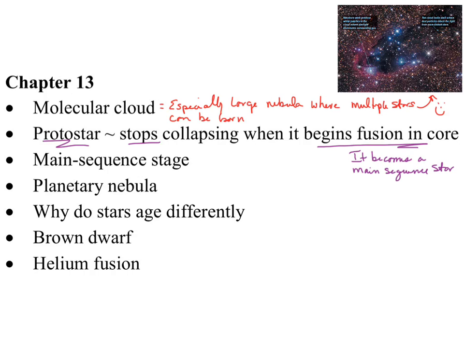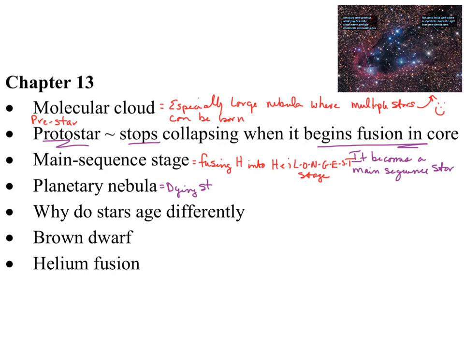A protostar will continue to collapse and only stops collapsing when it becomes a main sequence star. It begins fusion in its core. Main sequence stage is when a star first begins fusing hydrogen into helium in its core. The main sequence stage is the longest stage for all stars.